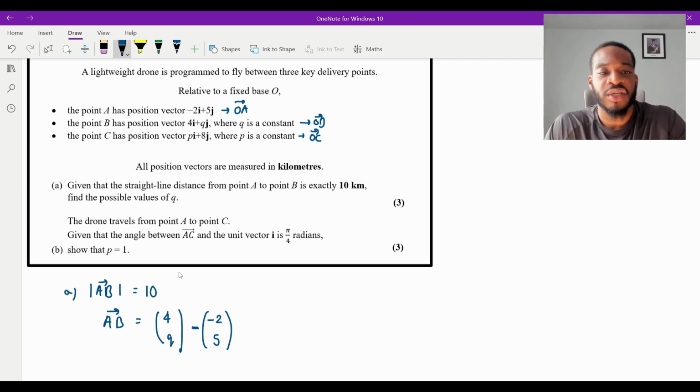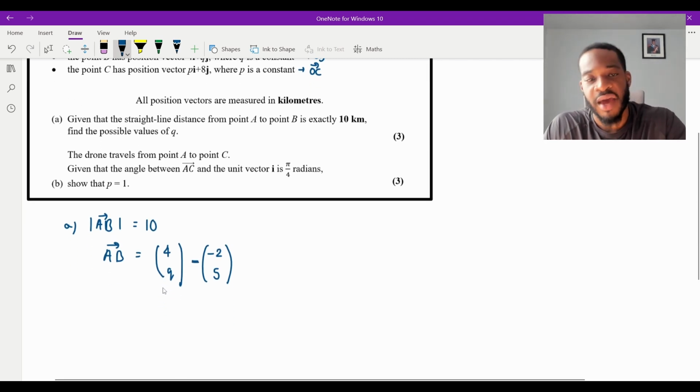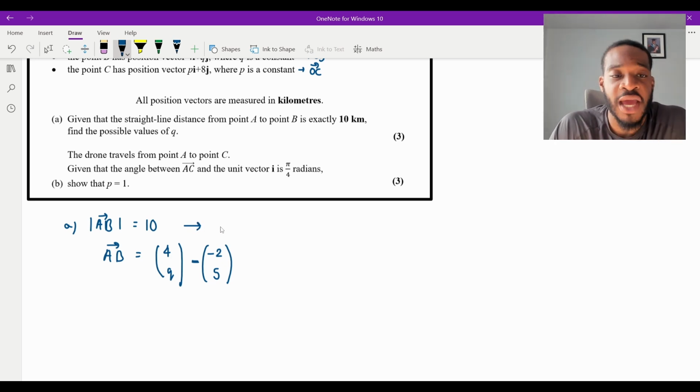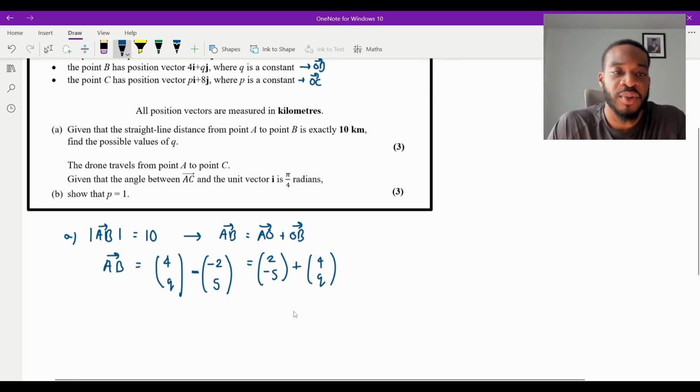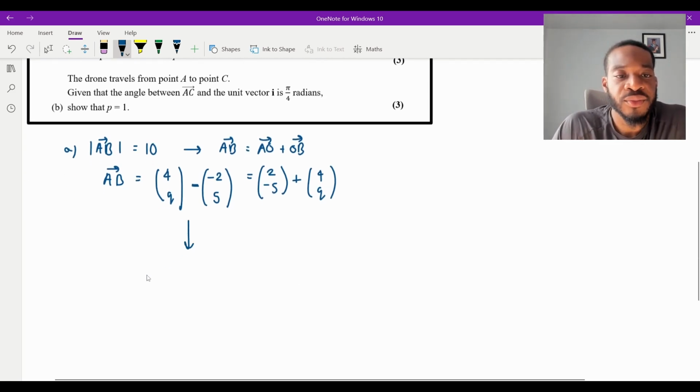Yeah, perfect. Just to clarify, I'm doing the vector of B take away the vector of A, or another way you could think of A to B is A to B is equal to A to O plus the vector of O to B, which is the exact same thing, just the other way around. So A to O is going to be (2, minus 5), plus the vector O to B, which is (4, q). You get the same thing. Anyways, I'll do this one. So 4 minus minus 2 is a 6, and then q minus 5. So this is the vector of A to B.